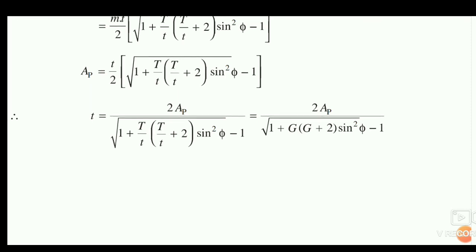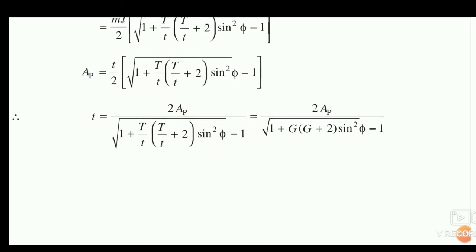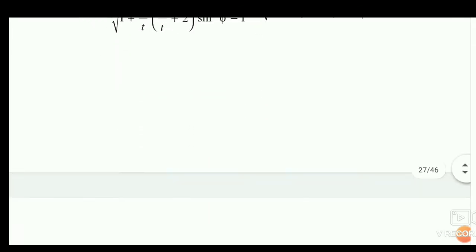So this is how we'll calculate the minimum teeth which is required. This is very important when we are designing a gear. We should know how many teeth are minimum required in order to avoid interference. Otherwise interference will occur. So that is how we'll find it here.